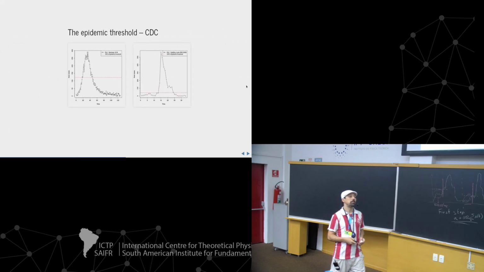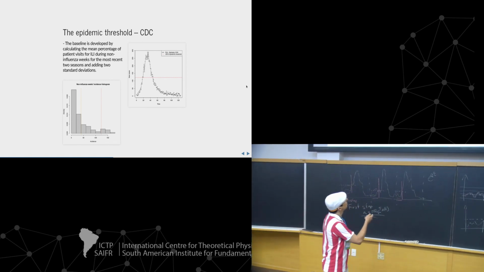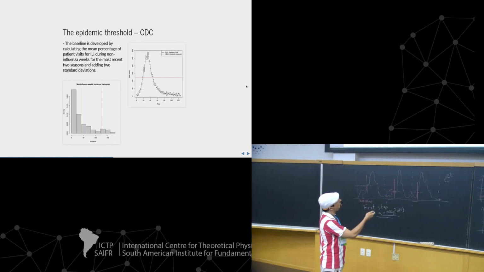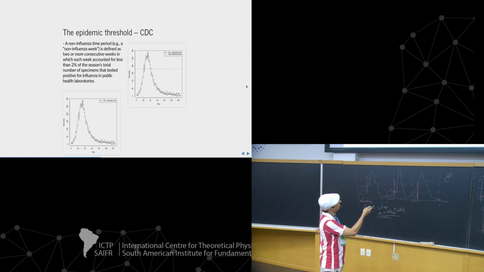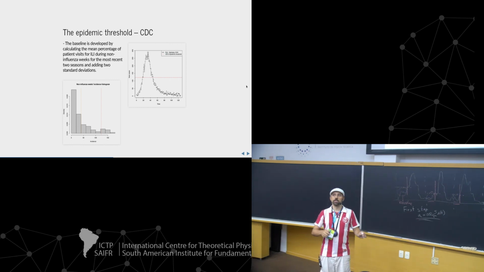So the idea is that I look at the distribution of all the observations of what I classified as non-influenza weeks or non-outbreak weeks. I look at the distribution of those observations and I calculate the mean plus 2 standard deviations. And the result of that calculation will be my epidemic threshold.